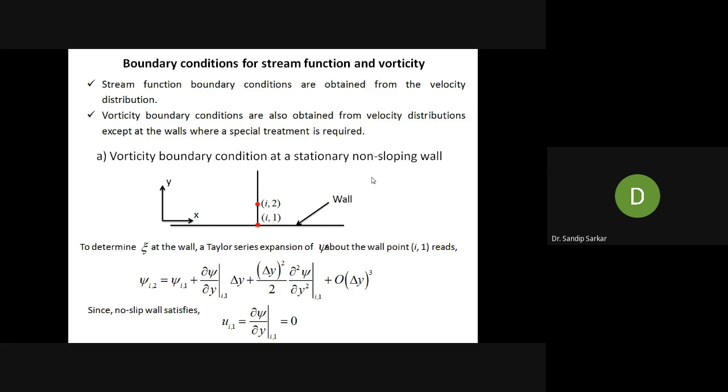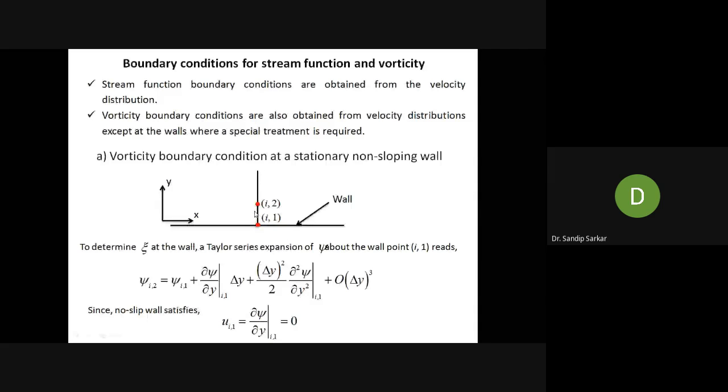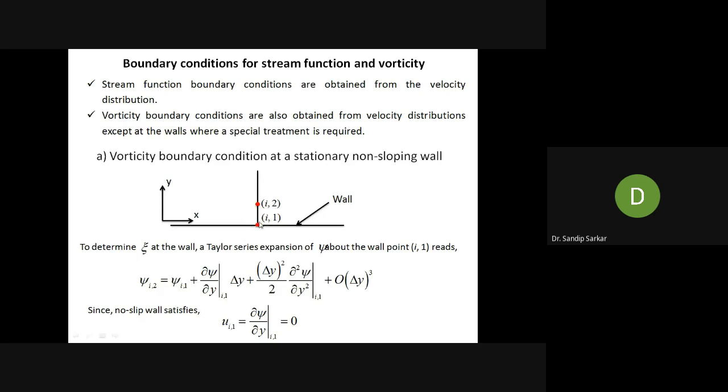So let us consider case A, where the wall is stationary and non-sloping. Non-sloping means the wall is horizontal with the x-axis. It is not making an angle with the x-axis. So this is the x-axis, this is the y-axis. This wall, which is not making an angle with either the x or y-axis, is a horizontal wall. For the horizontal wall, to determine zeta, the vorticity, suppose there are 2 grid points, grid point number 1, which is I1, and grid point number 2, which is I2. You want to calculate the vorticity boundary condition at these grid points.